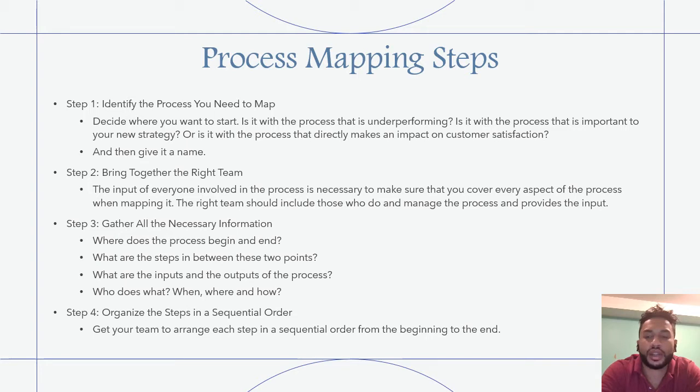Step 2, bring together the right team, as we know. It's very important, human resources. Having the right people to do the job is extremely important. Gather all necessary information. Where does the process begin and end? What are the steps in between these two points? What are the inputs and outputs of the process? What does what mean, when, where, and how? So gather all the necessary information.